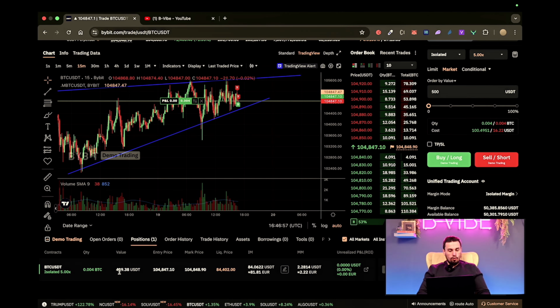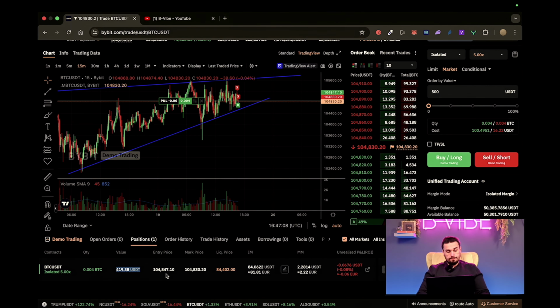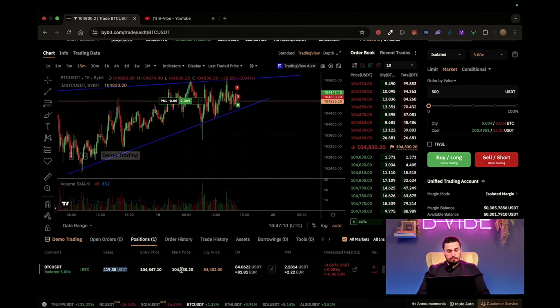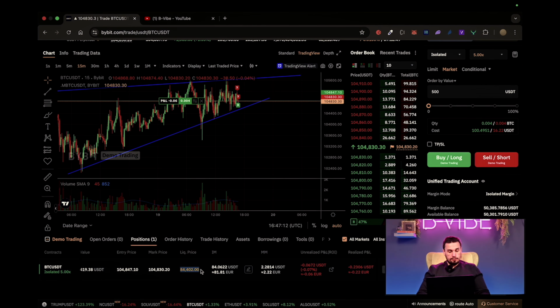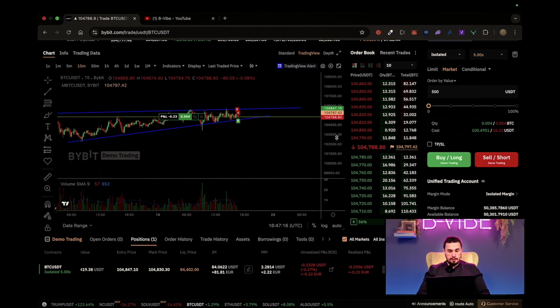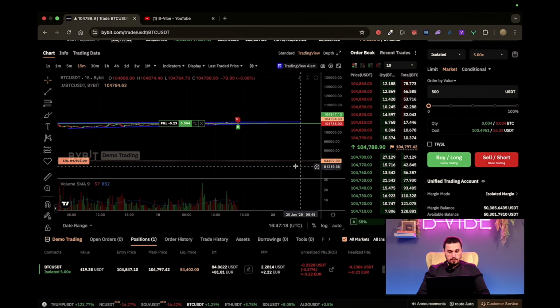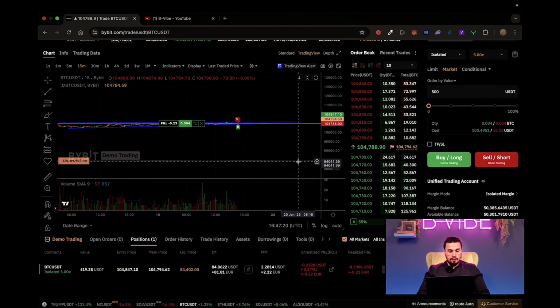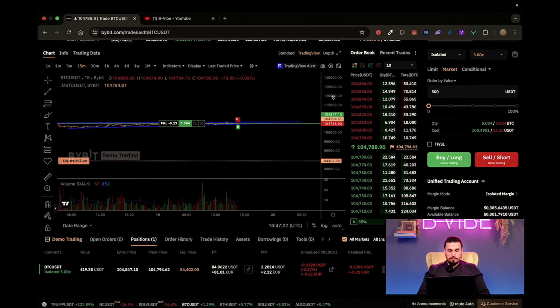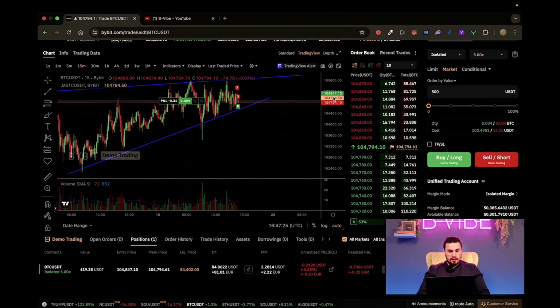So the value of this order is around 400. You can see the entry price, you can see the liquidation price, and now the liquidation price is not 0. The liquidation price is much closer. So you can see the liquidation price is here. It's not 0 because you are using leverage.